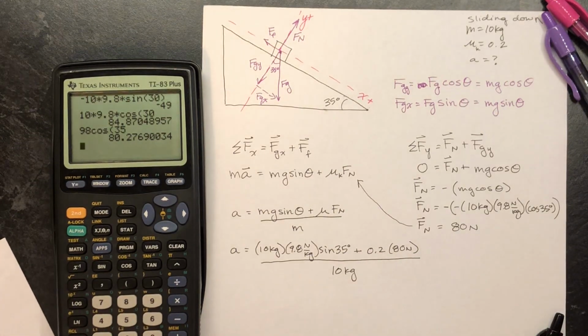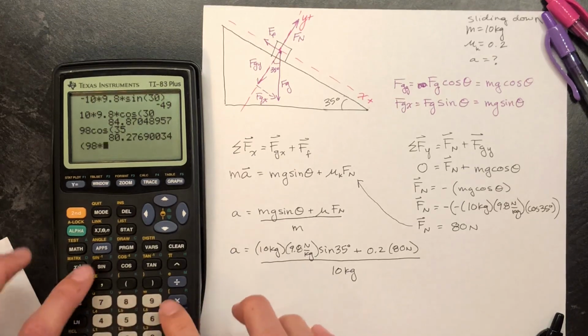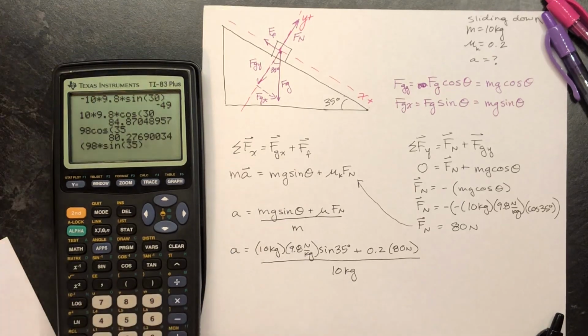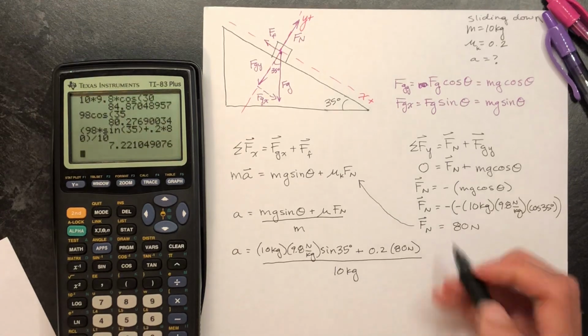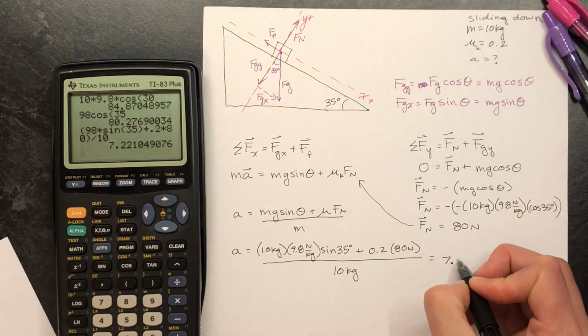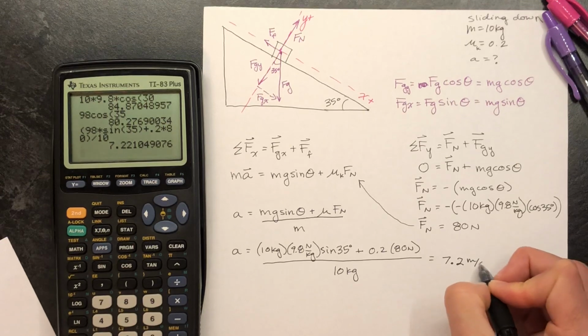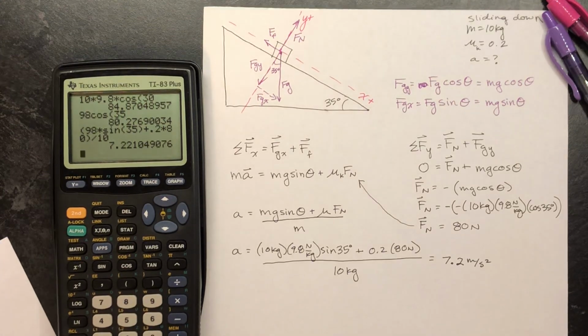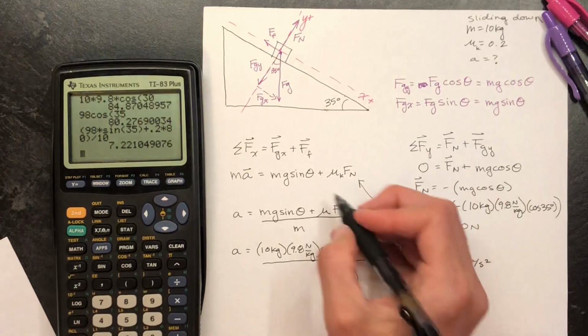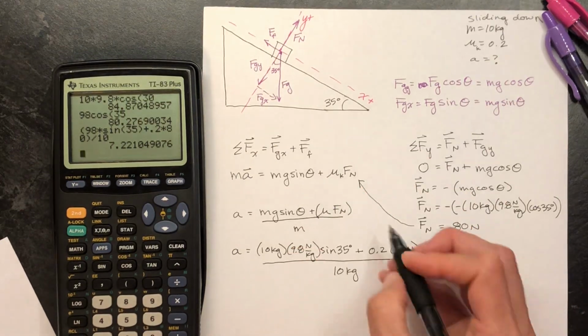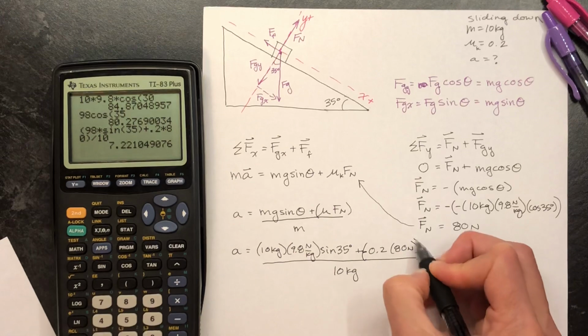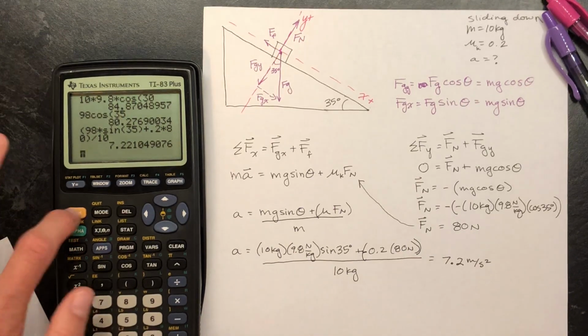All right, so we have 98 times the sine of 35, and then we add 0.2 times 80, and then we divide by 10. And we get 7.2 meters per second squared. That seems too big. Did I do something wrong? Oh, we forgot to make this negative. This is a negative value because it's acting in the negative direction. So let's try that again.